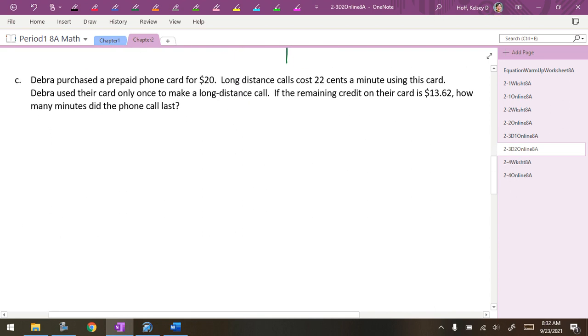Then we have Deborah. Deborah purchased a prepaid phone card, and you guys don't even know what that is, but think of it like a gift card. Deborah bought a gift card for $20. Long distance calls cost 22 cents a minute using this card. Deborah used their card only once to make a long distance call. If the remaining credit on the card is $13.62, how many minutes did the phone call last? The very end says, how many minutes did the phone call last? Let's pick M equals the number of minutes.